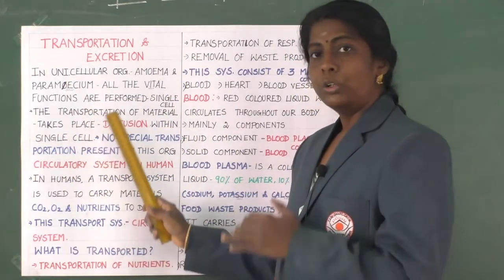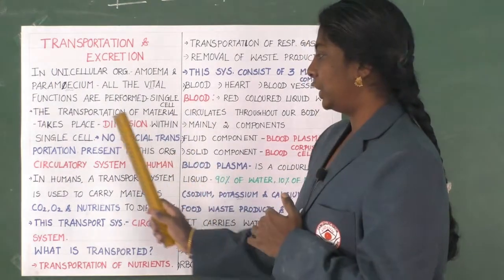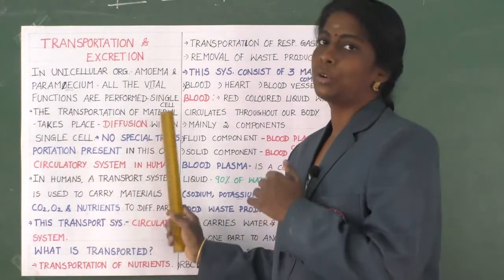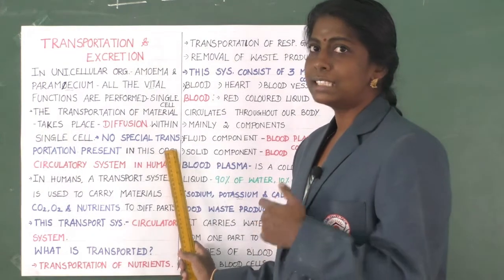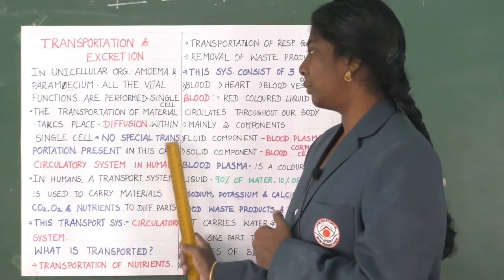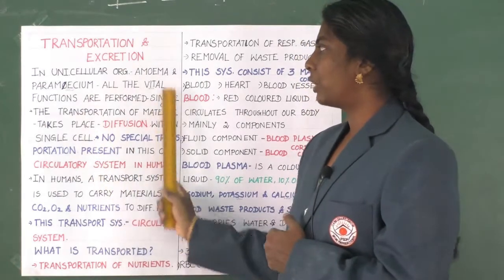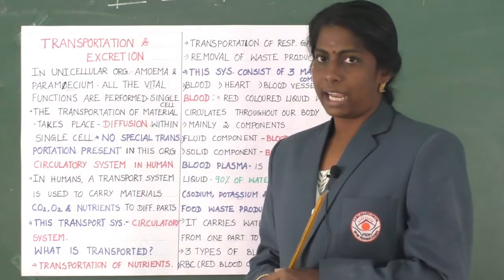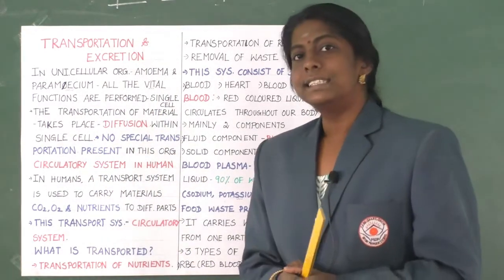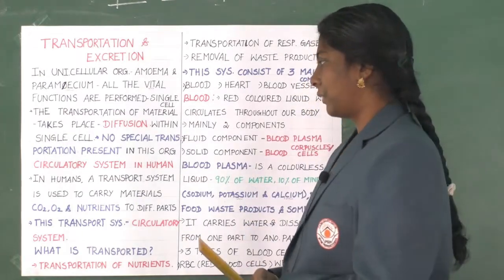Through diffusion within a single cell. So, there is no special transportation present in this organism. Which organism? Single cellular organism or unicellular organism. Clear? So, this is what it is about unicellular organisms. Next thing is about circulatory system.